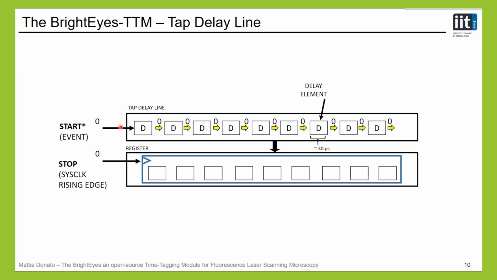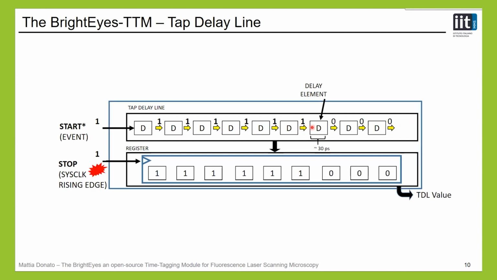Everything that you put at the input of the tap delay line will be propagated inside it. That means if you connect the start event, as you can see here, the one is propagated inside the tap delay line. Then when the stop occurs, you can trigger a register with the stop and take a picture, let's say, of the status of the tap delay line. Once you have in a register this list of ones, you can reconstruct the corresponding TDL value. Shortly, if you count the number of ones, you have a value that is proportional to the time interval between the start and the stop.